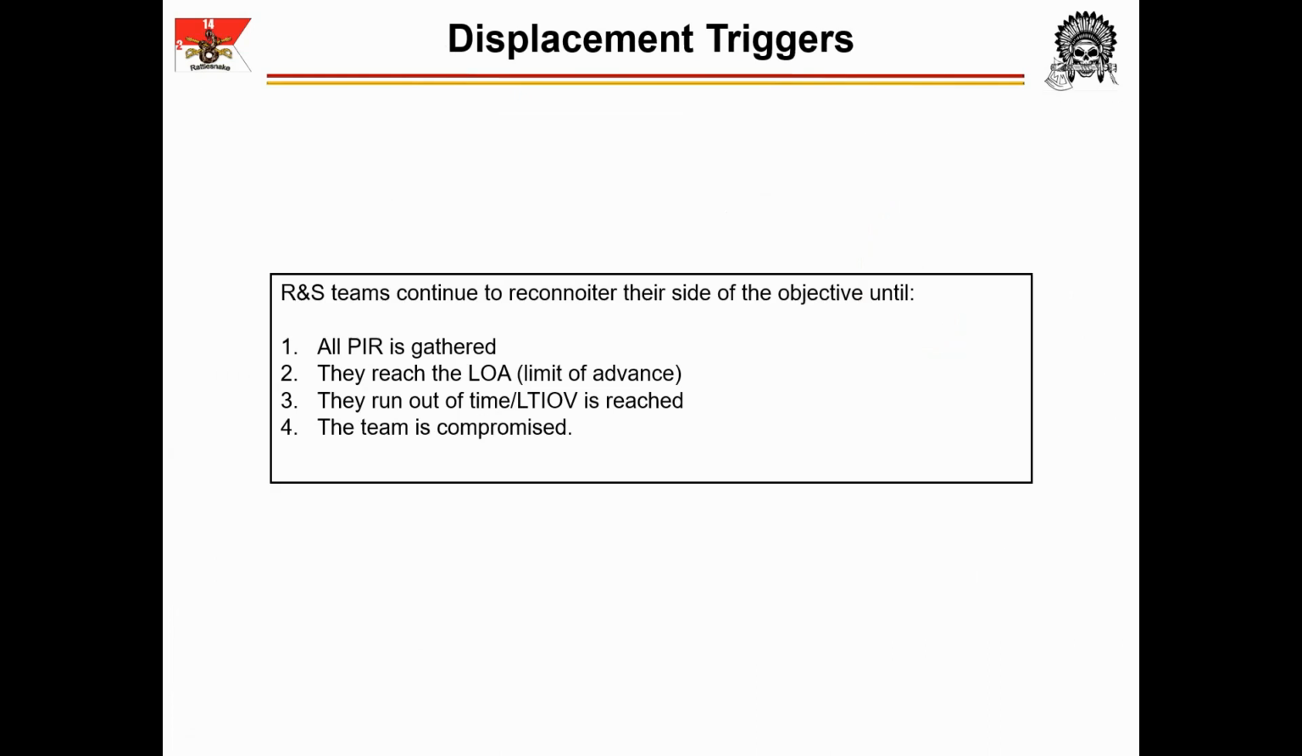The RNS teams continue to reconnoiter their side of the objective until they reach their displacement criteria. This is one of 4 triggers. First, all the PIR is gathered. Second, they reach the LOA, or limit of advance. Third, they run out of time, or LTIOV is reached. Or fourth, the team is compromised. We will address the compromise plan at the end of this presentation.